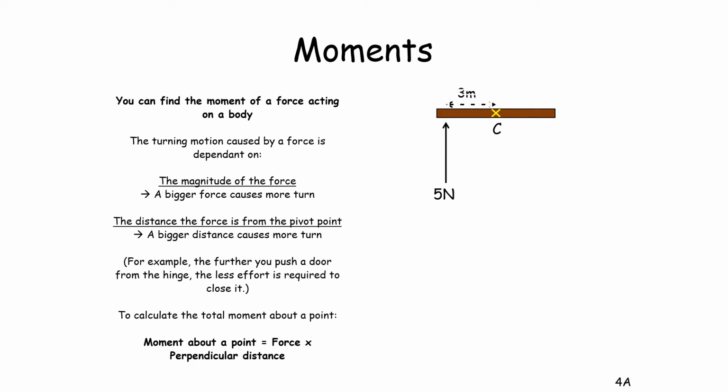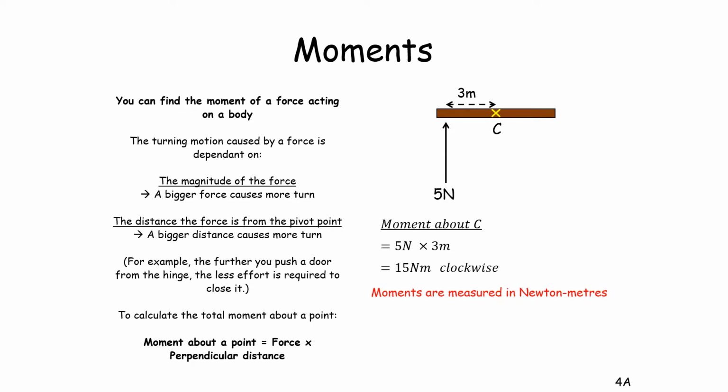If we applied a 5 Newton force here, and it's 3 meters away from the center of gravity, if we take moments about C, we'll do 5 times 3, and that'll give us 15 Newton meters. The reason it's measured in Newton meters is because you're multiplying a force, which is in newtons, by distance, which has to be in meters. So 15 Newton meters clockwise. It's important that you always mention the direction. If it's not in equilibrium, then you should state whether it's going clockwise or anti-clockwise.